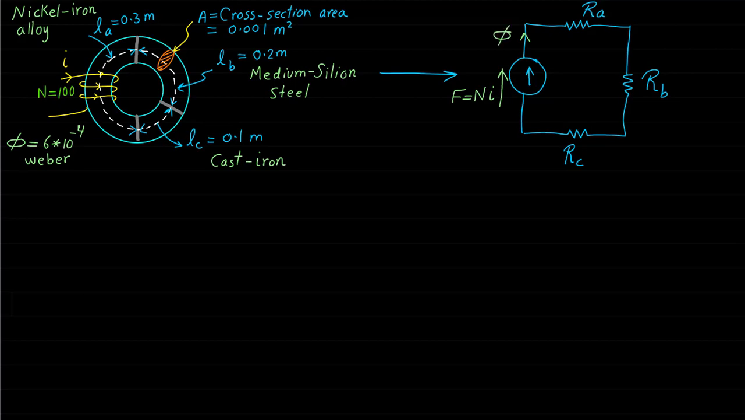Each section of the magnetic circuit has its own reluctance because they are from different magnetic materials and have different lengths. Basically, if the length or the permeability or the cross-section area of the medium sections of the magnetic circuit are different, it means we have different reluctances.